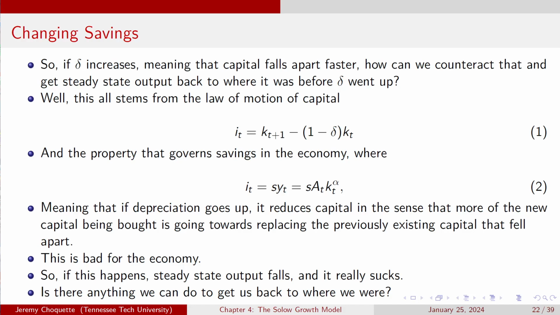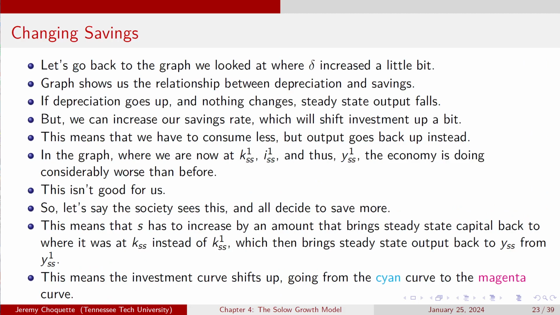So is there anything we can do to get us back to where we were before? Well, the answer is, in fact, yes. We have to change how much we save. Say depreciation increases. If we want to get back to where we were, we have to increase our savings rate by the amount that depreciation increased. And when we do that, the investment curve is actually going to shift up. And when the investment curve shifts up, that means that we consume less and invest more.